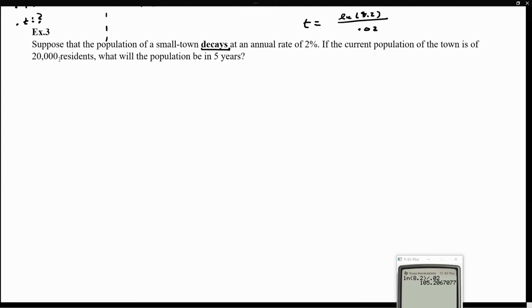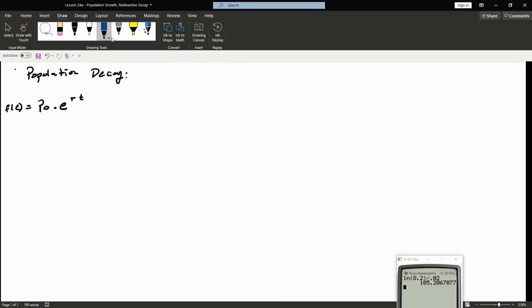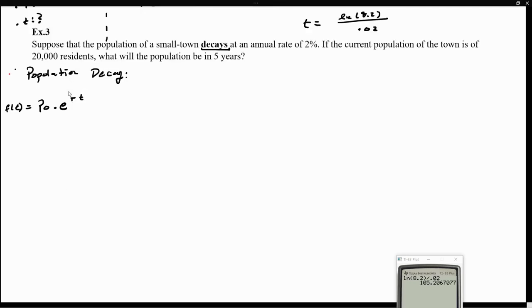Whenever we encounter population decay, we can still use the population growth formula, P0 times e to the rt, but there's going to be a small difference. That small difference is that now my rate is going to be negative. Why is it negative? Because now we're not adding individuals into my calculation, but we are subtracting individuals.